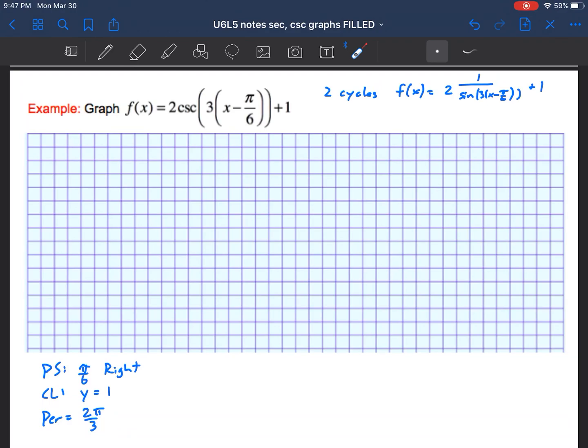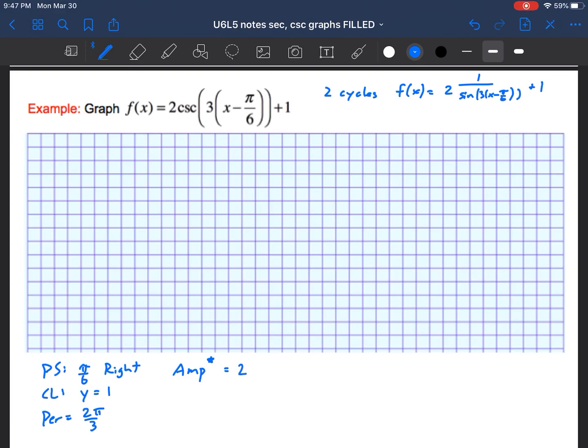And one other thing, the amplitude. I'm going to list it because it's really the amplitude of sine. It's going to affect how high and low the cosecant graph goes. Even though we said there isn't really an amplitude, I'm going to put a star here and say it's equal to 2.